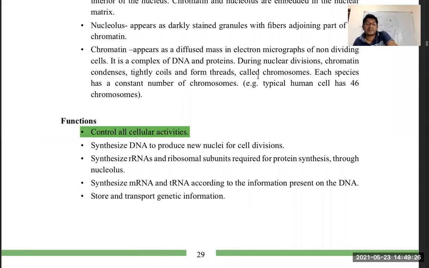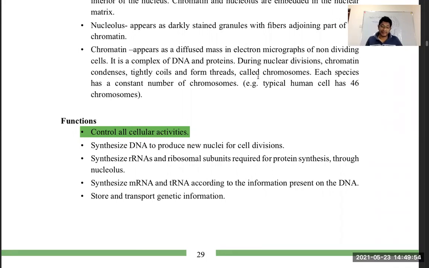Synthesize rRNAs and ribosomal subunits required for protein synthesis, through the nucleolus. Actually, the nucleolus is the place where rRNAs and ribosomal subunits form, through the nucleolus.